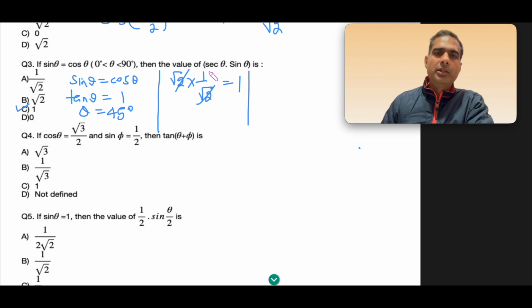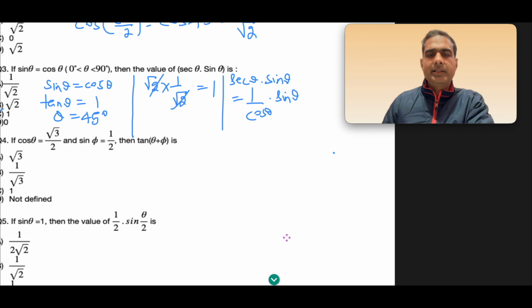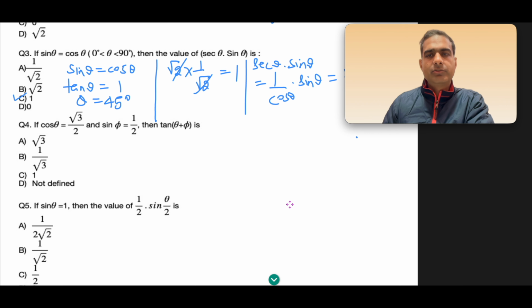And if you want, we can make it a little bit easier. What has been asked is sec theta into sine theta. So sec theta is 1 by cos theta, times sine theta. So 1 by cos theta times sine theta, we know it will be tan theta. And we got the value of theta as 45, so we can find out tan 45 will be 1. So in this way also you can analyze this question.